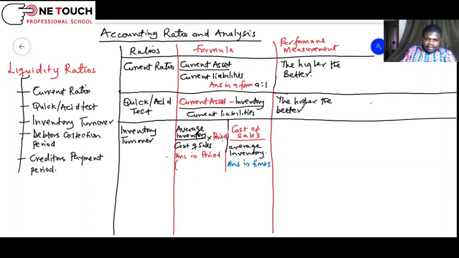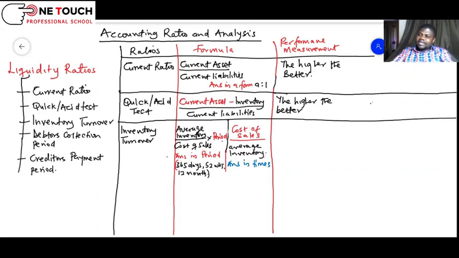So, the period can be 365 days. Sometimes they will tell you that assume 360 days in a year. That means you can't use 365. It can be 52 weeks. It can be 12 months. For the purpose of your exam, you may not have a discretion.